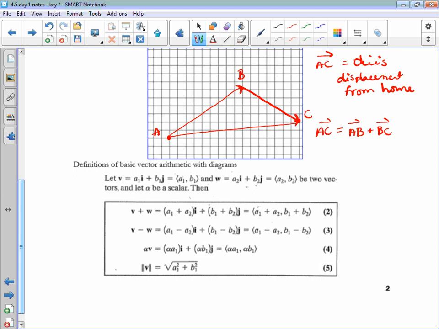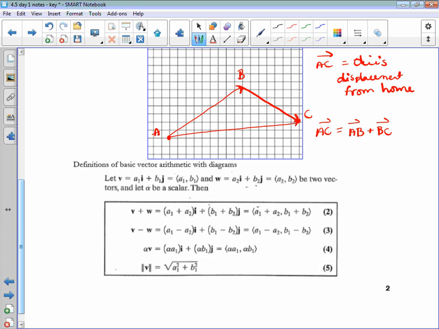Are you guys okay with that, AC equals AB plus BC, or are we good there? Okay. Down below, these are just some general concepts for adding and subtracting vectors, and also multiplying by what's called a scalar. If you have two vectors, V and W, and you're adding them together, you add the x components together, add the y components together, and that's your new vector. Same thing with subtraction. You subtract the x's, subtract the y's, and that's your new vector.